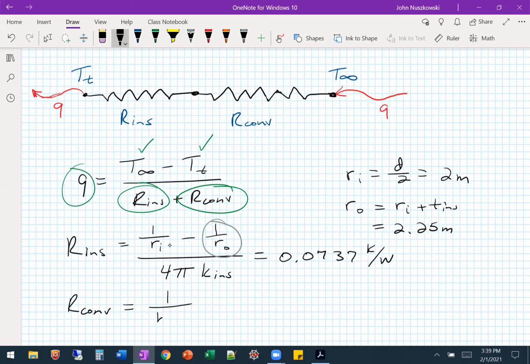Right, our convection resistance is 1 over the convection coefficient times the surface area. What's that surface area? Is it 4/3 pi R? Is that for volume? The surface area of a sphere is 4 pi r squared, so we have 4 pi r outer squared. So that's our surface area.